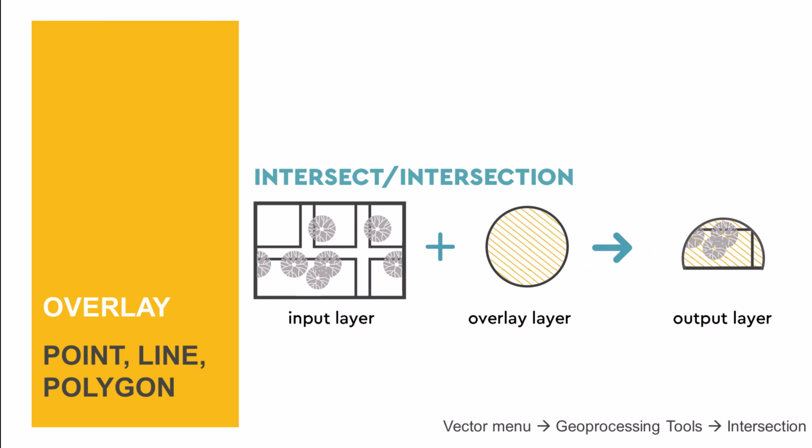Intersection in QGIS extracts the portions of features from the input layer that overlap features in the overlay layer. Features in the intersection layer are assigned the attributes of the overlapping features from both the input and overlay layers. If you need some help, watch the demo video for intersection.